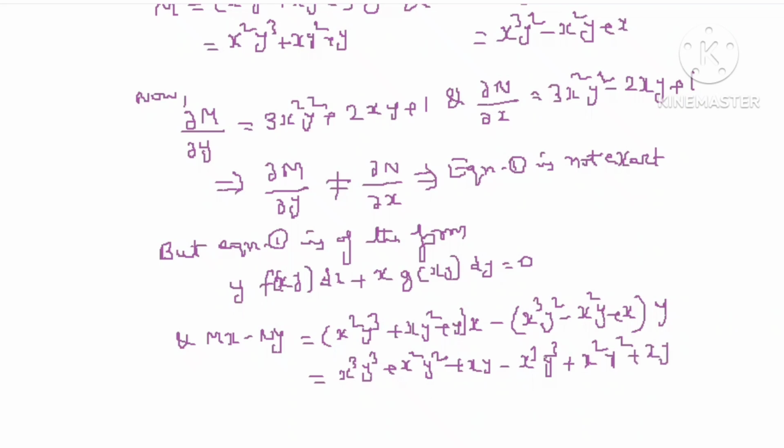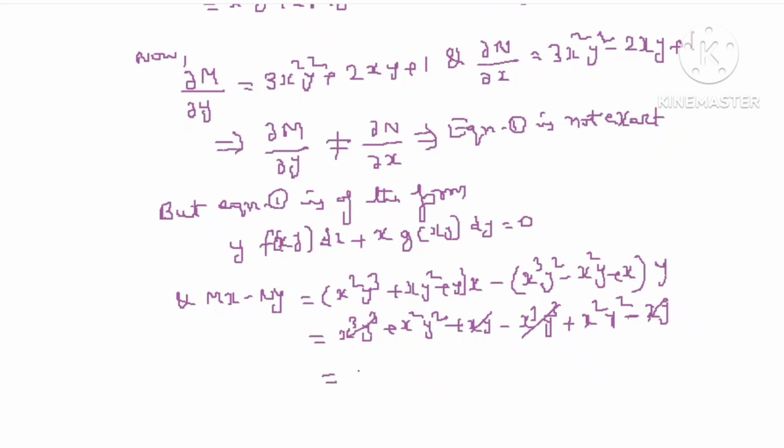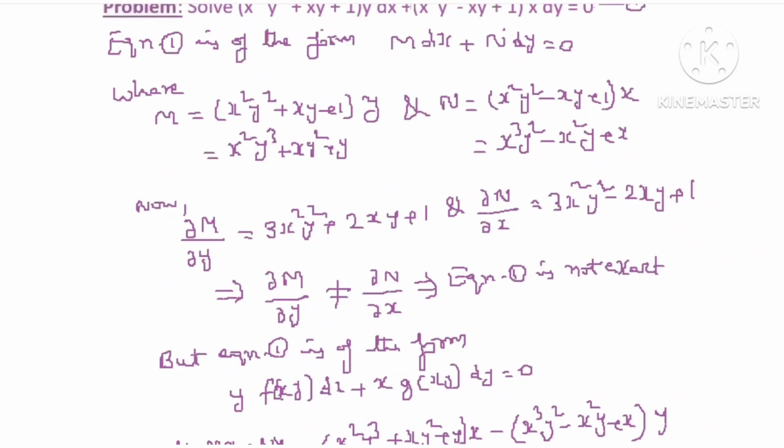x cube y cube and minus x cube y cube get cancelled out, and x square y square plus x square y square is 2x square y square. And this is minus actually, plus into minus is minus, right? Minus xy. So plus xy and minus xy get cancelled out. So what remains is 2x square y square, which is not equal to 0. So both the conditions are satisfied.